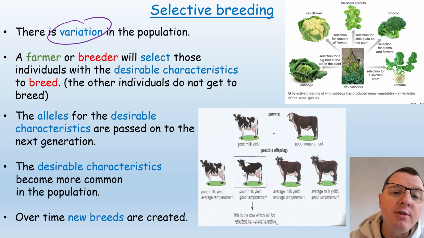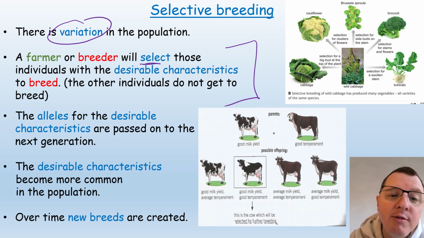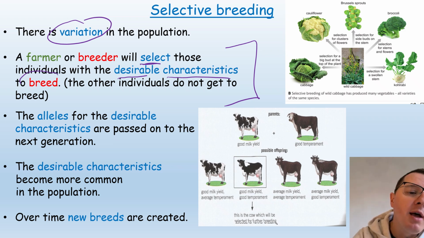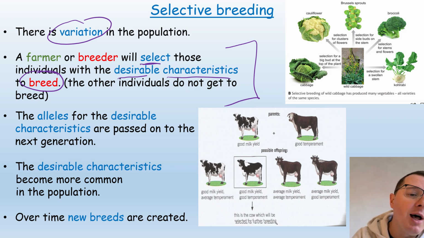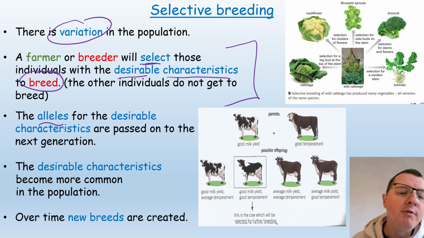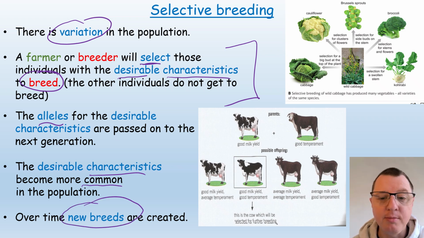And this is where it changes, because a farmer or a breeder will then intervene, and select individuals with those characteristics that he says are desirable, and he will then allow those individuals to breed. The other individuals, if you don't have the desirable characteristic, you do not get to breed. But if you have the desirable characteristic, then you can breed and you can pass on those alleles for that desirable characteristic to the next generation. The desirable characteristics within the next generation therefore become more common, and we may even create new breeds.